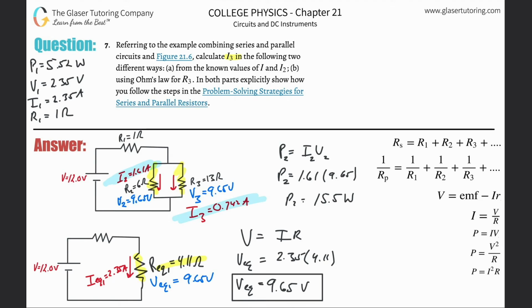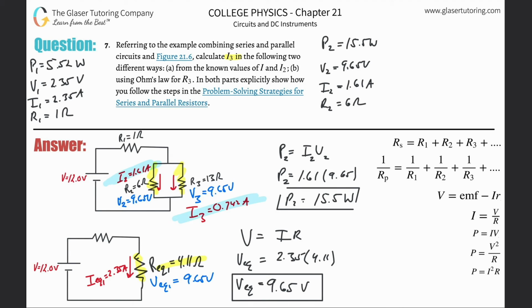That's P2. Okay, so let's write down everything we know about the second resistor. We know P2 is going to be equal to 15.5 watts. We know V2 was 9.65 volts. We know that I2 is equal to 1.61 amps. And then we know the R2 was 6 ohms.